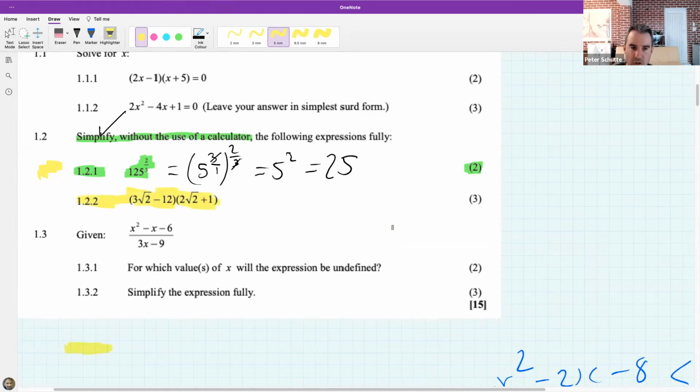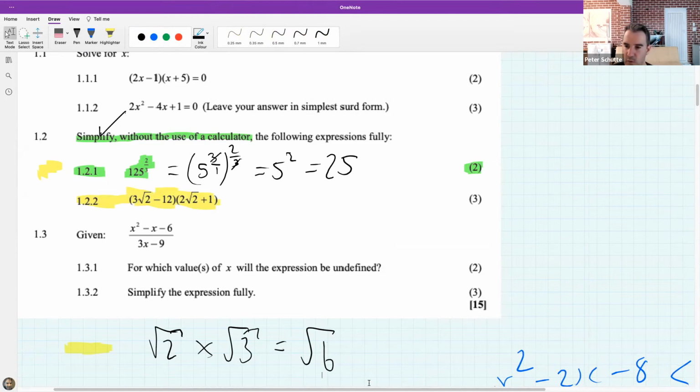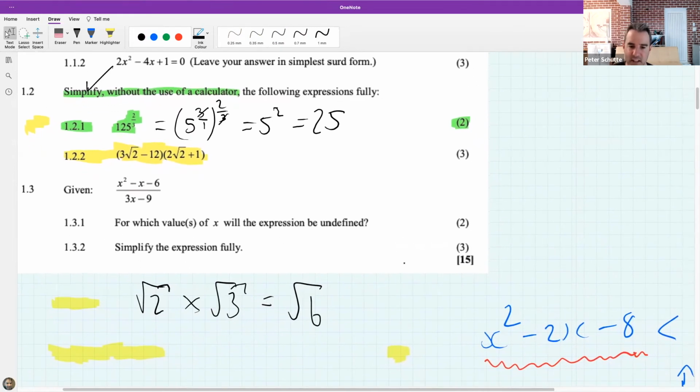Now, you're going to do the yellow one for me. The tip I'm going to give you is that when you deal with surds, and this is a bit weird, the square root of 2 times the square root of 3 is the same as the square root of 6. So it's not as commonly seen as the exponential laws.